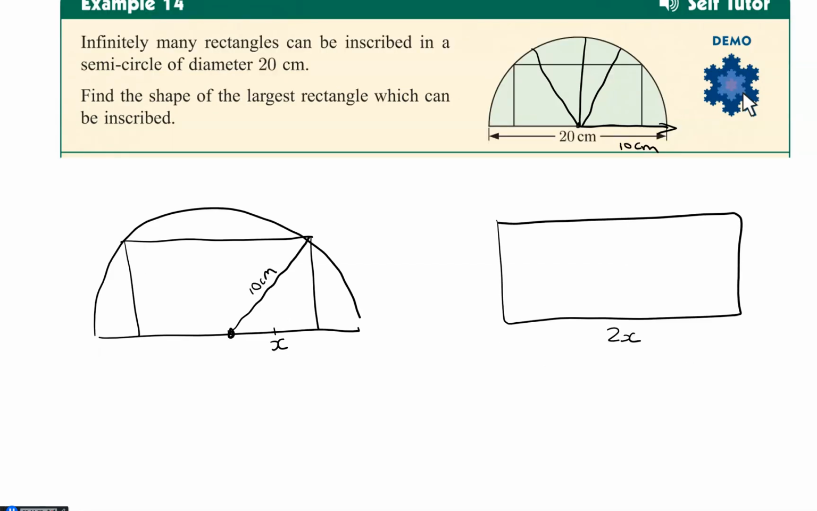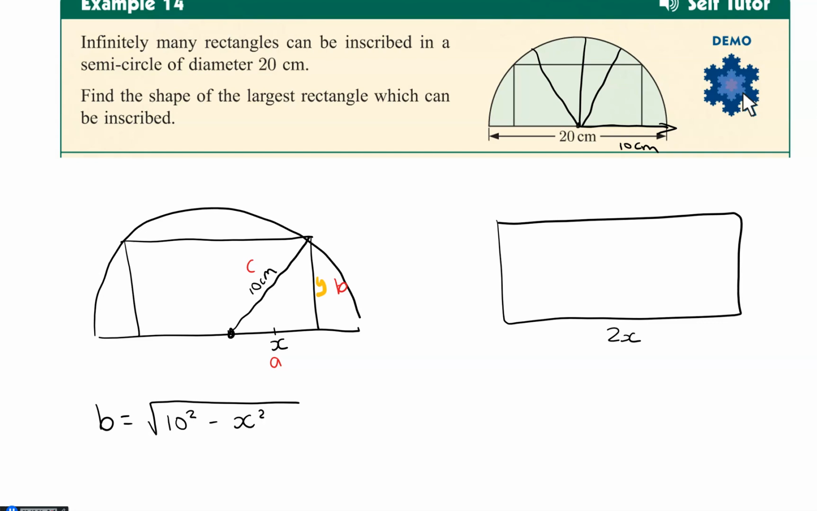So for now, I am going to call this length here, the height of it, y, but I don't want to leave it as y. As I talked about earlier, you want to get everything in terms of x. So what we know for Pythagoras, let's call this A and B, the shorter sides, and this is C. And if I want to find B, it is B equals the square root of the long side squared, C, take away the other side squared, which is x.